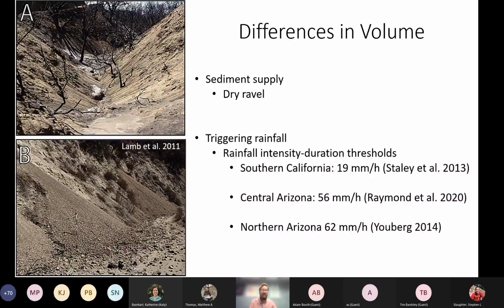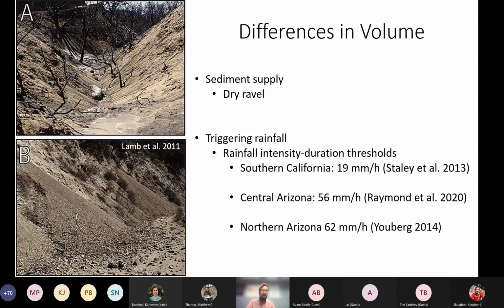So wrapping up, why we might see differences in volume between these regions. First is sediment supply. We see a lot of dry ravel, or sediment that rolls down slope into the channel under the influence of gravity, following wildfire in Southern California. And these can load channels with, up to 3 meters in some cases, of sediment that can then be mobilized by flow, leading to large debris flows.